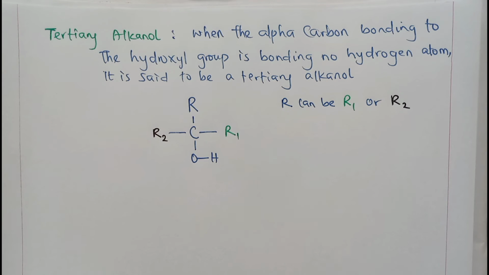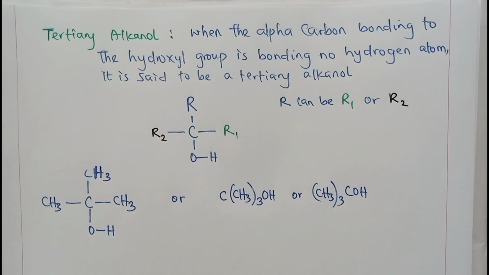Whenever the alpha carbon bonding to the hydroxy group is bonding no hydrogen atom, it is said to be a tertiary alkanol. Therefore, this is an example of how to represent this. Okay, let's put an example. Remember I said that the R can be R1 or R2. They can actually just be the same thing. Let's use the ones that are the same thing. I prefer this to this, but any of them you see in your exam, just pick it up.